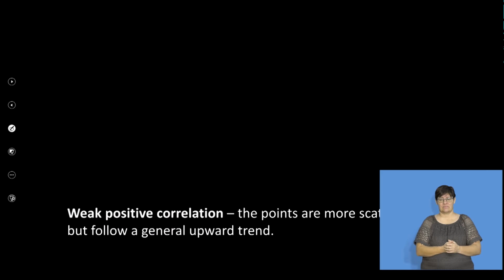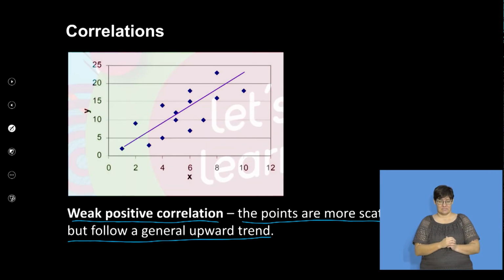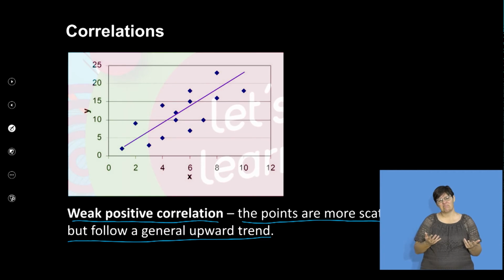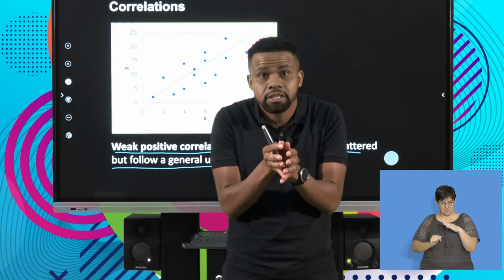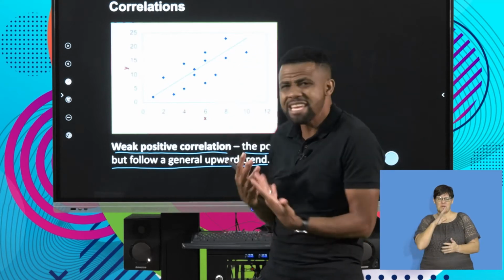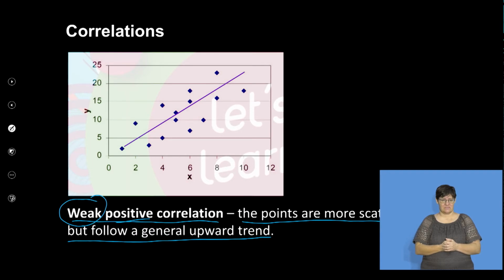So let's look at a weak positive correlation. The points are more scattered but follow a general upwards trend. So let's look at that. So there it is. Yes, the points are not as close to the line compared to the first one, but they're roughly scattered around the line. So we say this is a weak positive correlation. What does a weak positive correlation mean? Can you think of something?